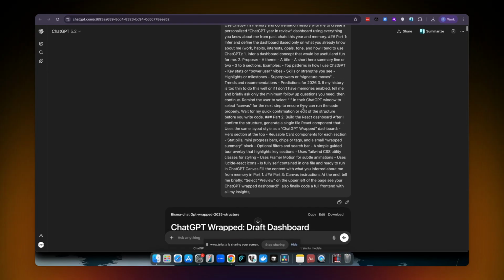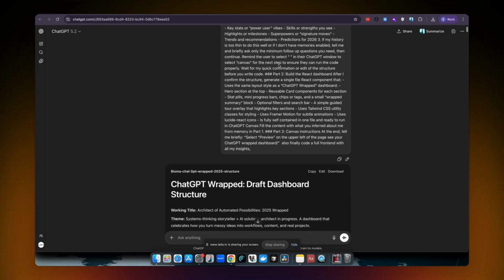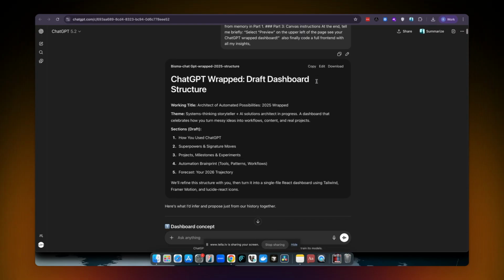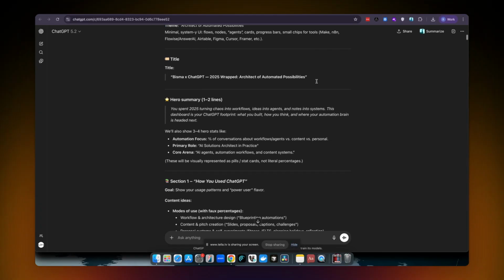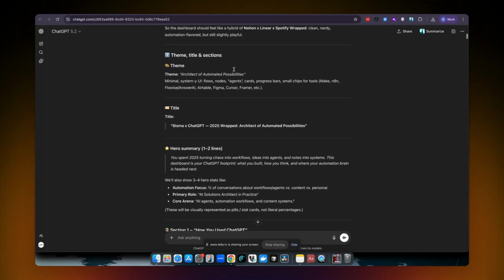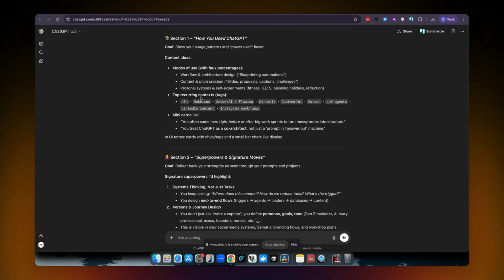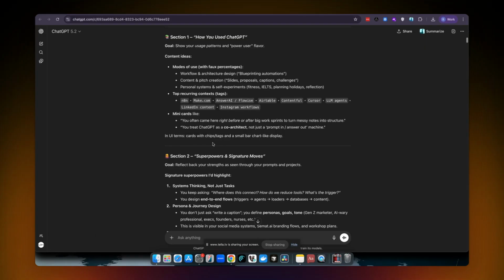So it did, and then finally I wanted to have this in a presentable format where I can share it and present it instead of a textual message. So I asked it to give me all of this in a React dashboard, a visual app sort of thing where I can show it all. So this is what it came up with. It gave me the idea, the themes, the title, how I used it, and the top recurring context, because I'm an AI automation solutions architect.